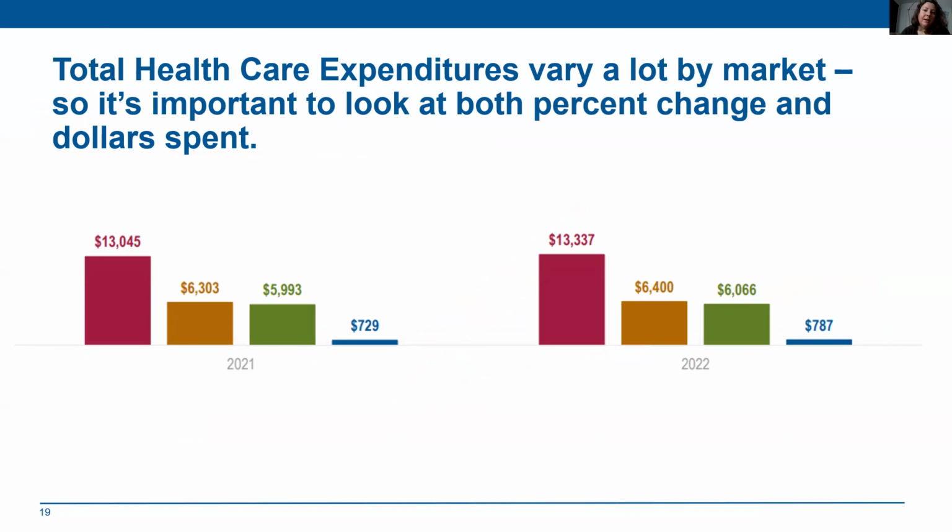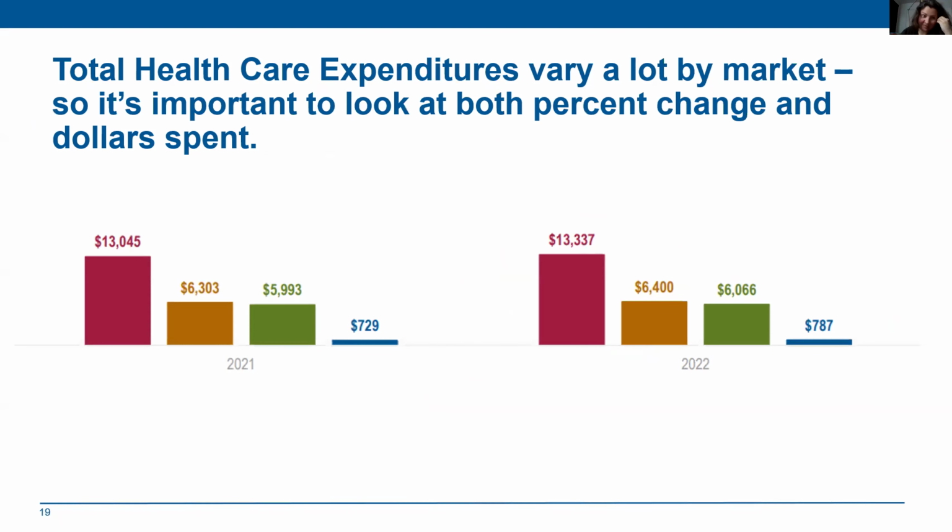So here on the slide, you can see the per person per year total healthcare expenditure spending by market. The maroon bars are Medicare again. So you can see Medicare is about $13,000 per person, more than twice as much as the commercial and Medicaid in the orange and green bars on a per person basis. So just wanted to put that in the mix so that we might be talking about a smaller percent change in Medicare, but it might be more dollars because the per person per year spending is higher.